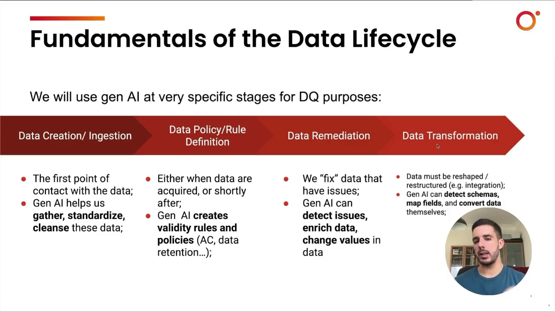It can map fields that are in the source schema and the target schema. What is the mapping between these two fields? And it can help convert the data themselves according to those rules. So it can both help define the parameters for this transformation and also execute the transformation itself.